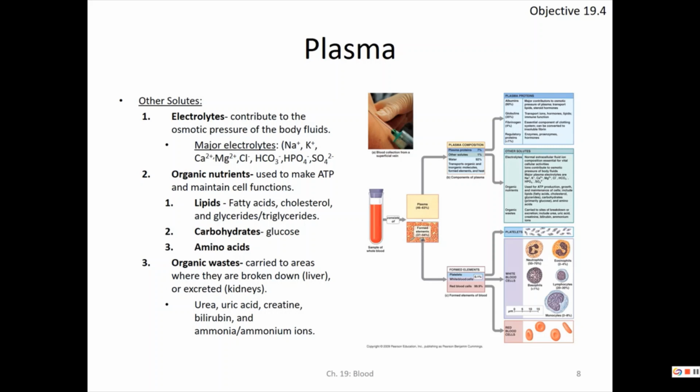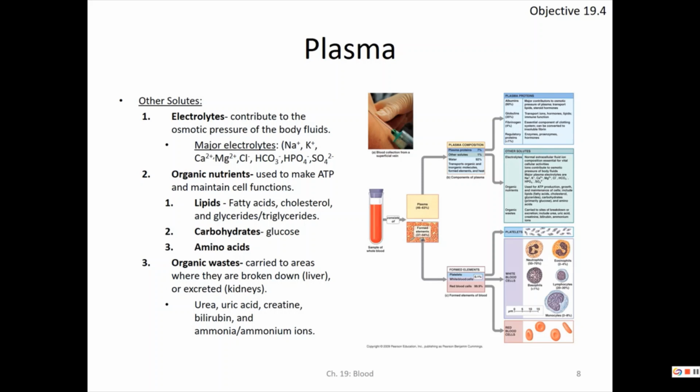Now, other organic things you might find there. There are some organic nutrients found in there. There'll be fats: fatty acids, cholesterol, glycerides, triglycerides, those types of lipids that we would find in our blood that are nutrient lipids. Then we would find carbohydrates, mostly glucose, and you'll find a slew of amino acid nutrients present. And there's a lot of other things in there.